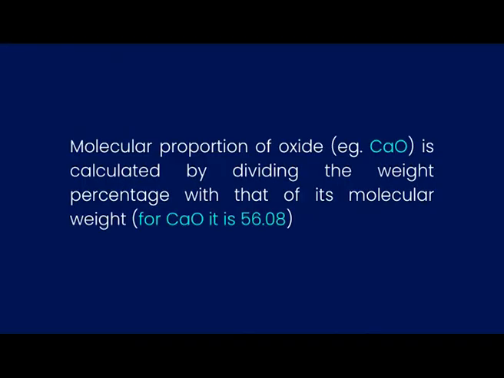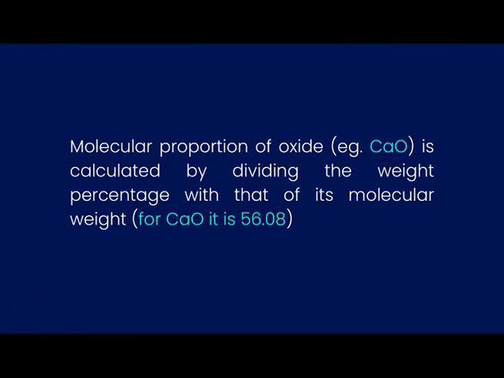In this, molecular proportion of oxides is calculated by dividing the weight percentage by the molecular weight of the concerned oxide. For example, CaO has the molecular weight 56.08.